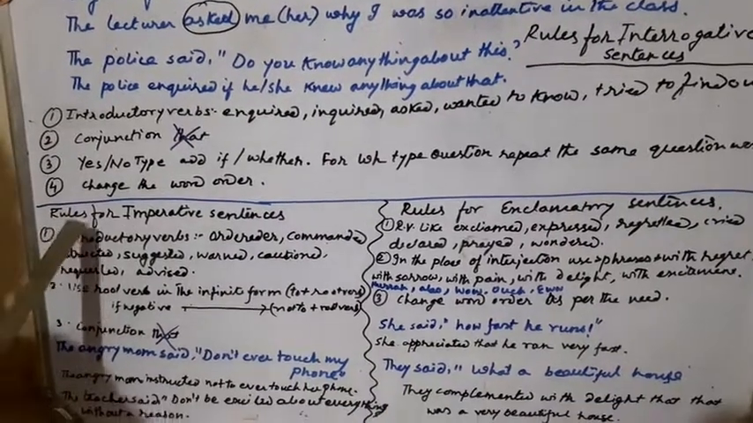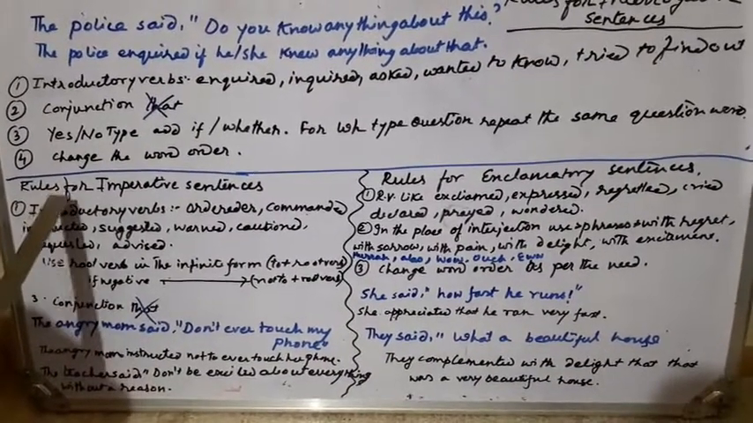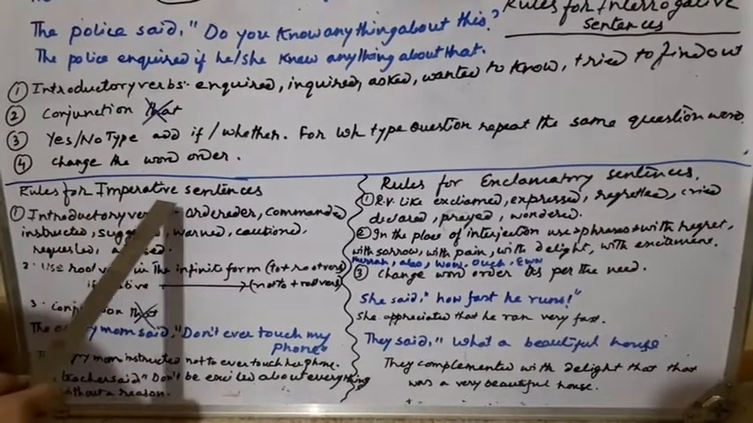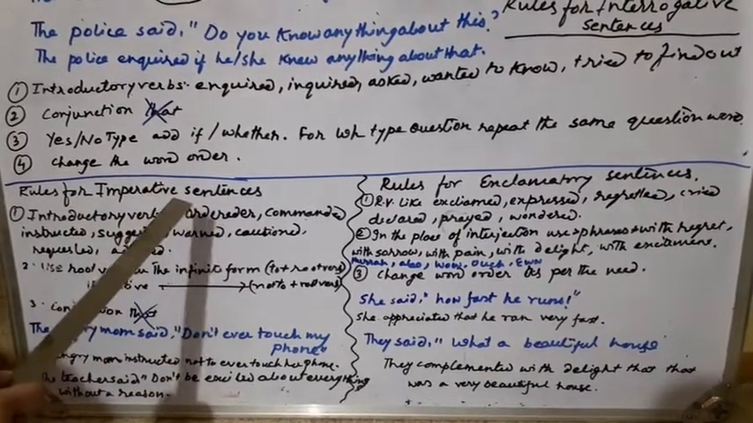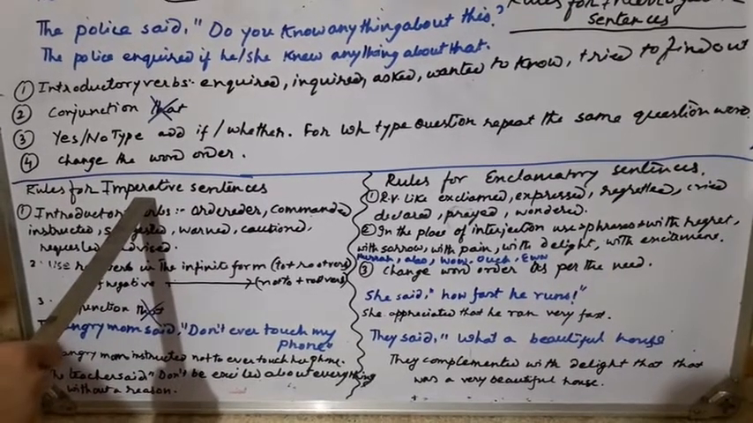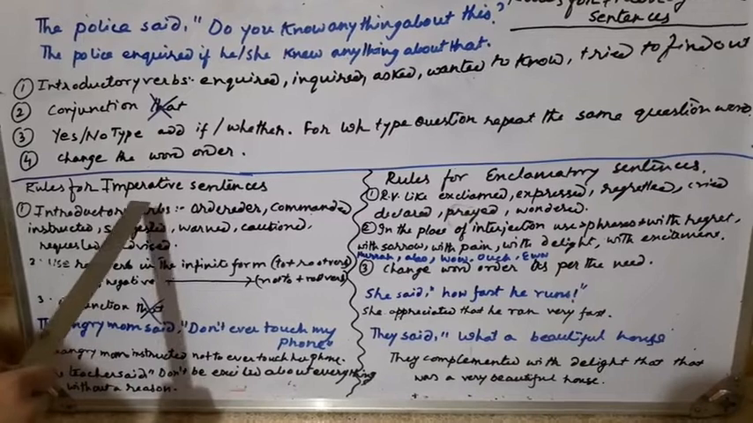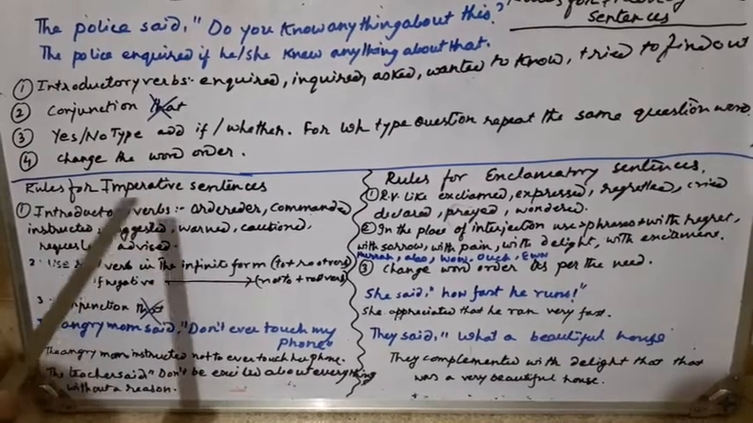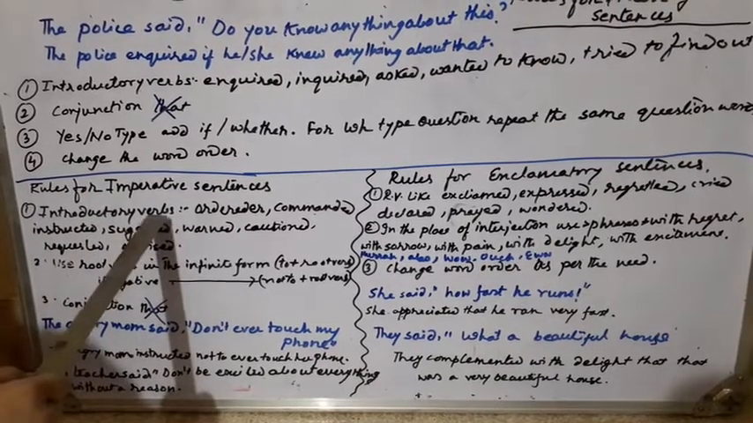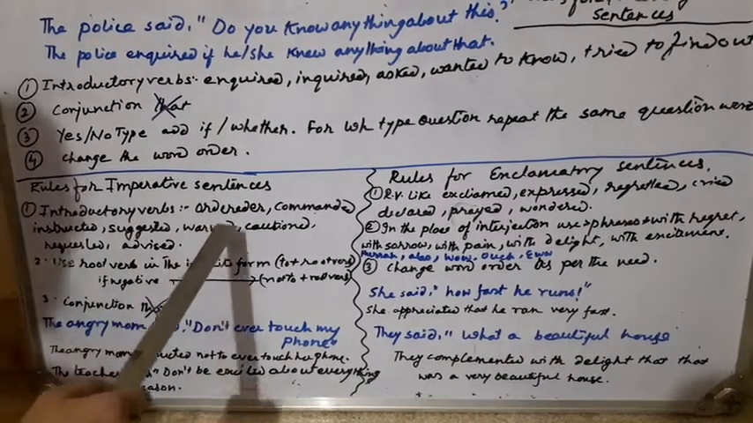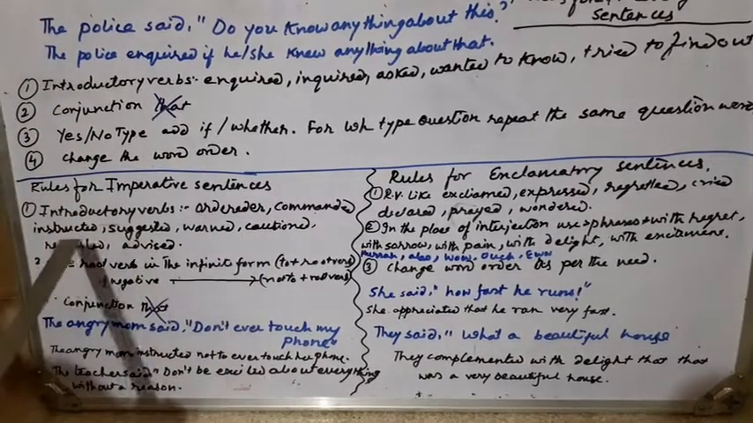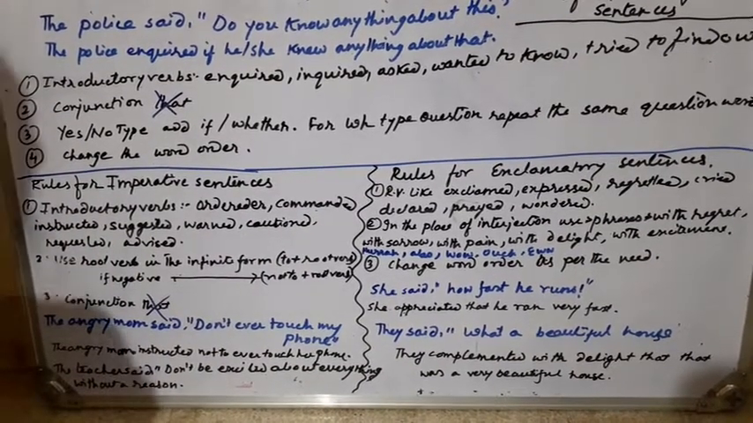Next, I would like to discuss the rules for imperative sentences. So what are imperative sentences? Imperative sentences are where we convey the sense of request, the sense of order, right? So introductory verbs definitely will be commanded, ordered, instructed, right?